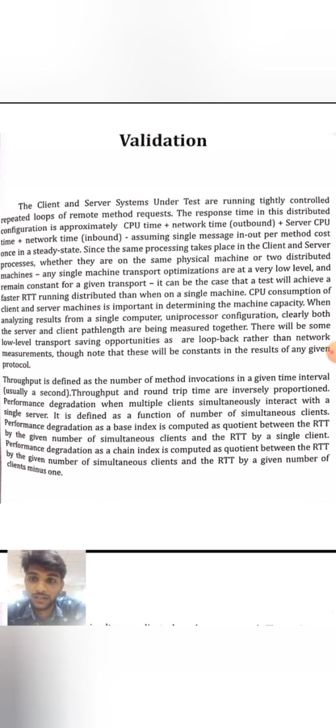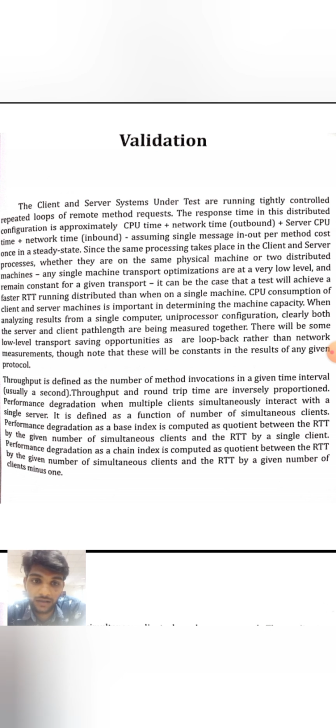The request time in the distributed configuration is apparently client CPU time plus network time plus server CPU time plus network time, assuming a single message in and out per method cost once in a steady state. The same processing takes place in the client and the server processor, whether they are on the same physical machine or two distributed machines. Transport optimization is at a very low level, and the remaining concerns are those of the given transport.